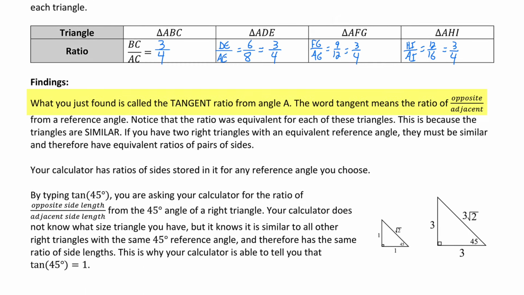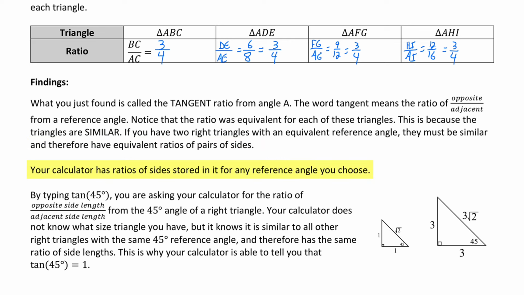What we actually just found is called the tangent ratio from angle A. The word or function tangent just means the ratio of the opposite side to the adjacent side from some reference angle. Notice the ratio was equivalent for each of those triangles, and that's because all four of those triangles were all similar to each other. If you have any two right triangles with an equivalent reference angle, they have to be similar to each other based on angle-angle similarity, and therefore they must have equivalent ratios of pairs of sides.